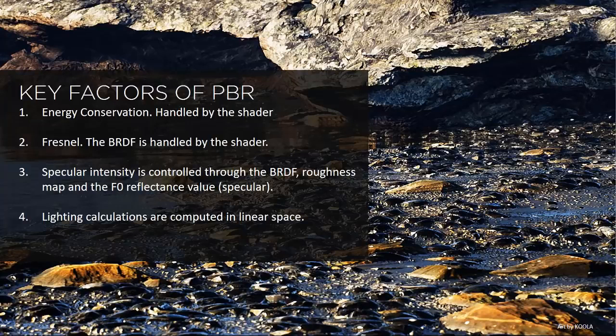Yes, that's again part of it being a physically based shading system, and again we don't have to worry about it because it's handled by the shader. The Fresnel also, we don't have to author or change that, so it's the BRDF, it's handled by the shader. And then what I like to say is when we look at specular intensity, it's controlled through the BRDF, the roughness map and the F0 reflectance value. So all three of those are what's really controlling that specular intensity. And now we know that we're not changing the BRDF, and most of the time we don't even need to change that F0 value.